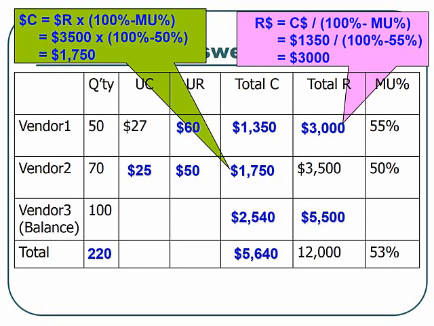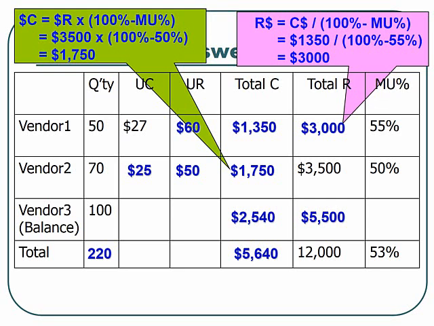Okay, now the retail balance, the total retail value of the third vendor. That's the same logic. 12,000 minus 3,000 minus 3,500. That will leave us with 5,500, the retail value of the purchase from vendor 3.